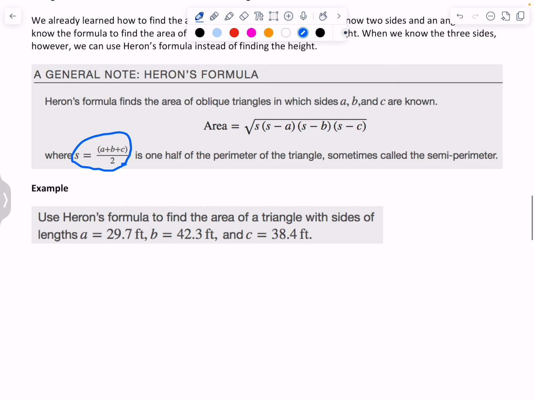Okay, so here's an example. It's real easy. Heron's formula: find the area of a triangle with the given side lengths. The first thing, S is equal to the sum over 2, and I just add all three sides together.